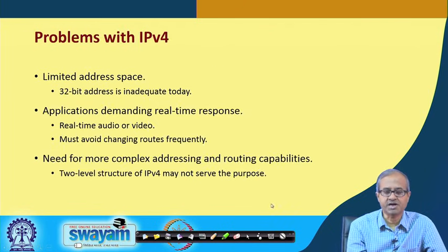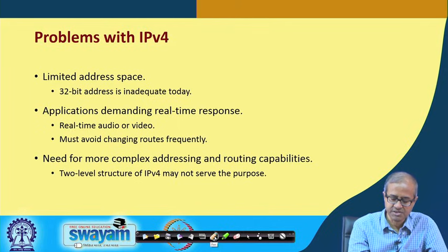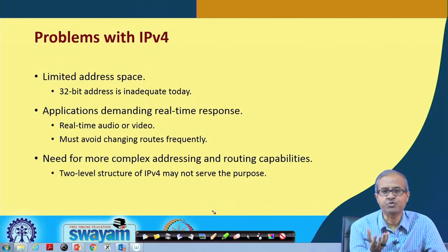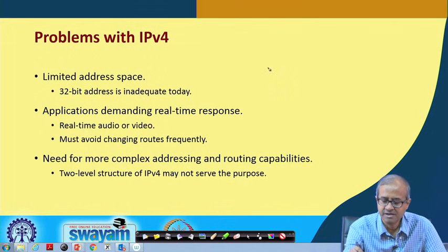Now, problems with IP version 4 are as follows. The first and most important problem is that we are using 32-bit IP addresses. 2 to the power 32 is how much? Close to 4 billion.